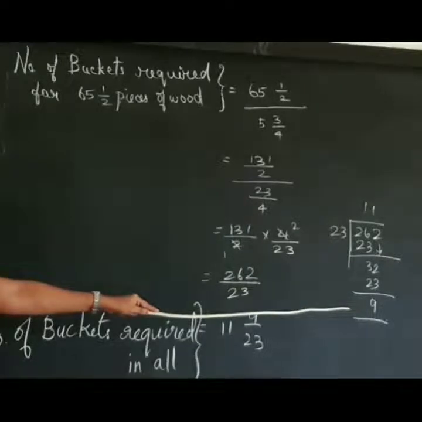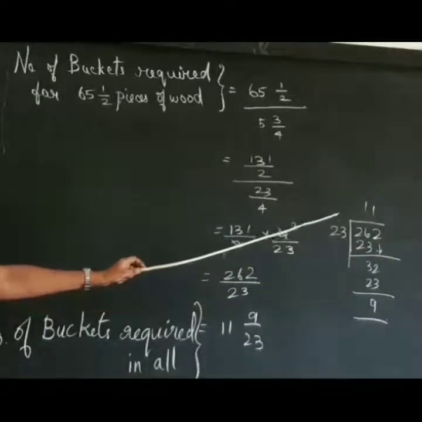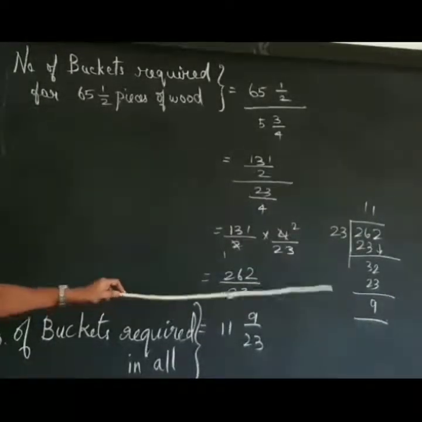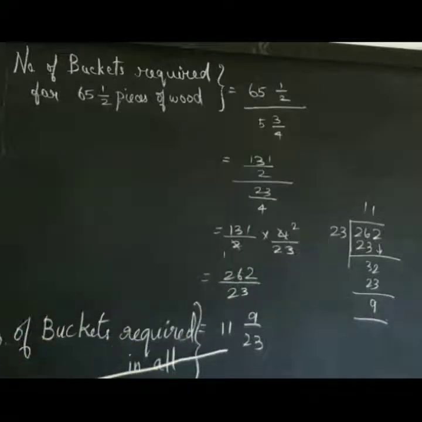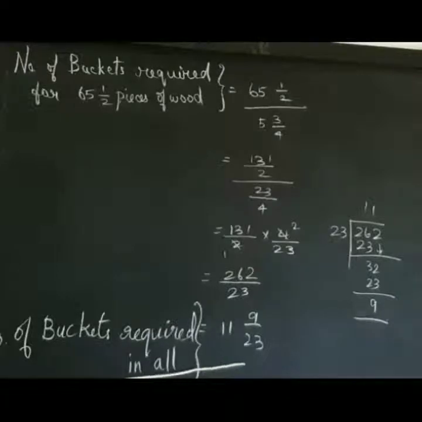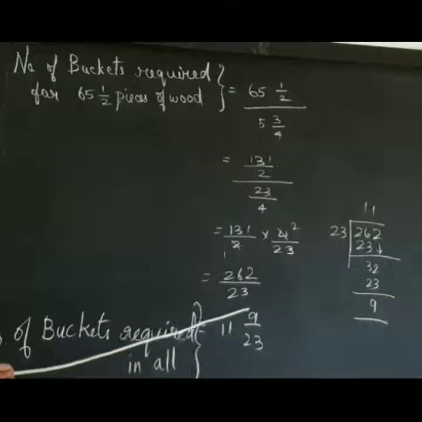The remainder is 9. So now how to write in the mixed fraction? Start from the quotient. So 11 9 by 23. 11 9 by 23. So we converted this improper fraction into mixed fraction. So totally how many buckets are required in all? 11 9 by 23 buckets are required to paint the overall total number of pieces of wood.